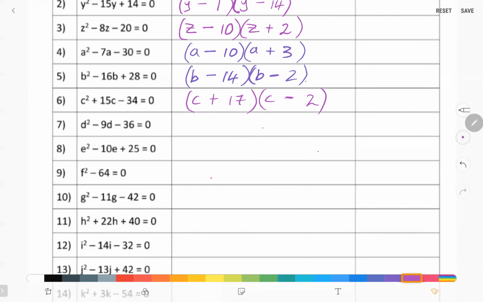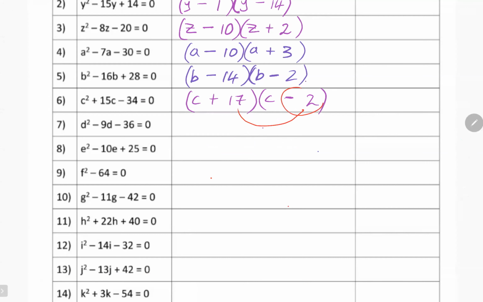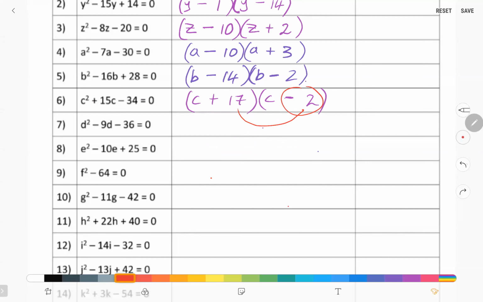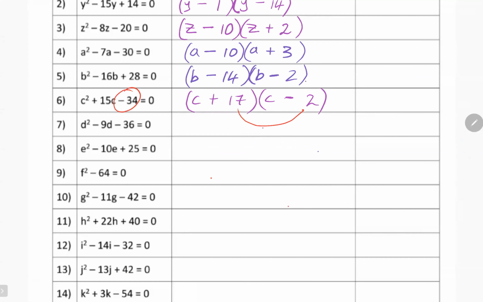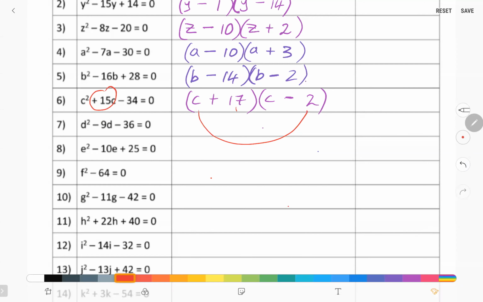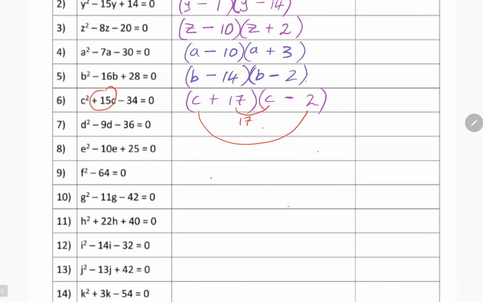Want to check if it is correct? Let's check. So the first term is c times c. No problem there. The last term is 17 times negative 2, which equals negative 34. That is correct. The middle term is the sum of the far product and the near product. The near product is 17c. The far product is c times minus 2, which is minus 2c. When you add these two, you get 15c. So it is correct.